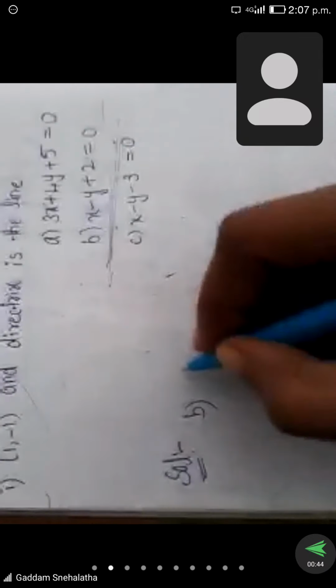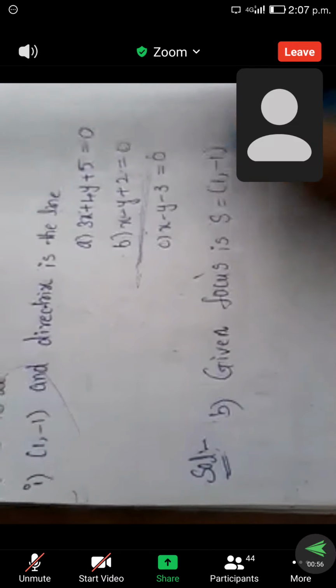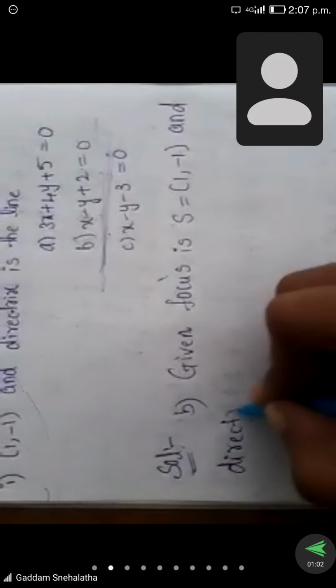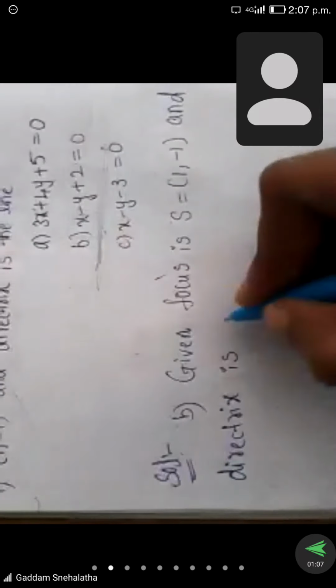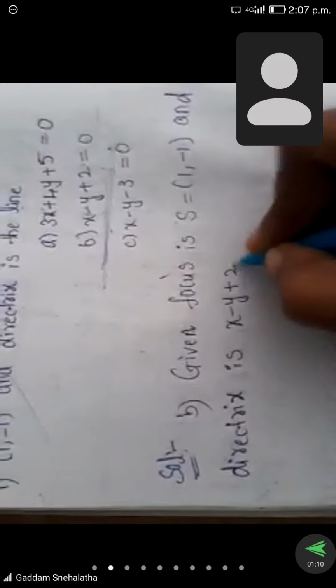So the solution of P. In this, first we should write what is given. Given: the focus is S = (1, -1) and the directrix in the second case is x - y + 2 = 0.